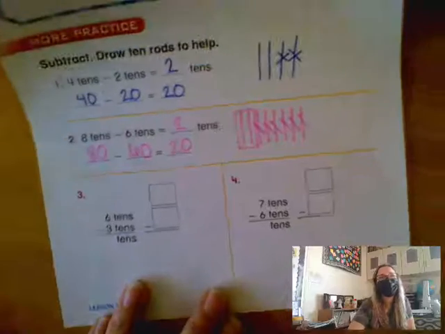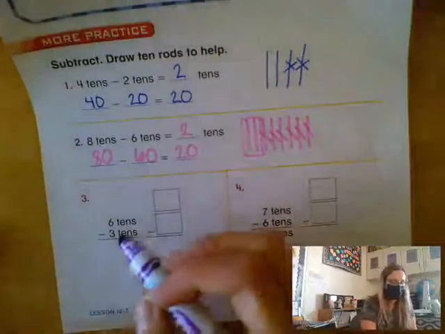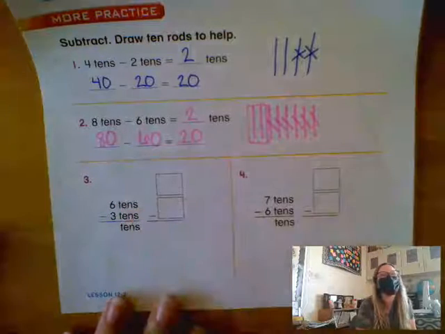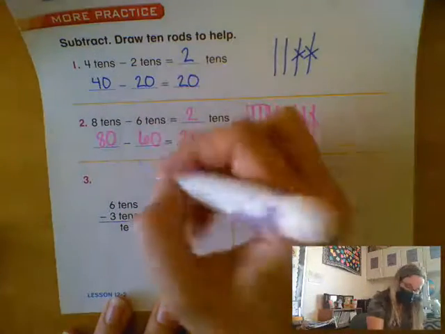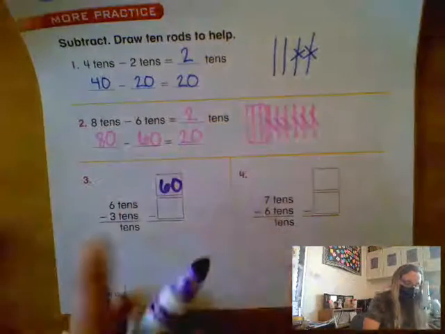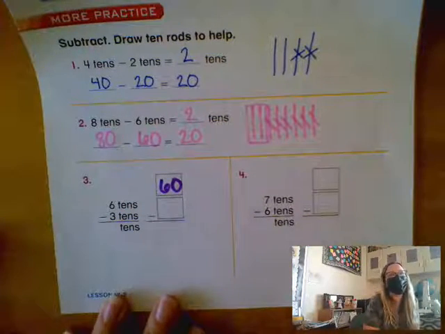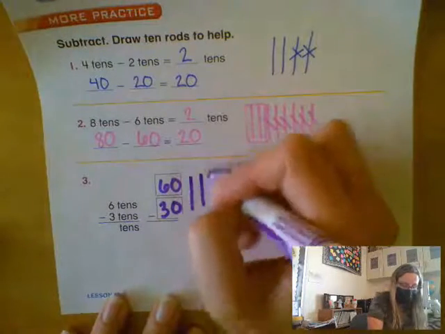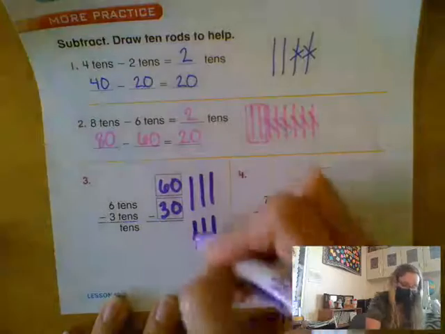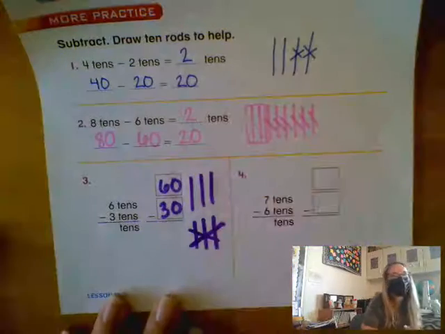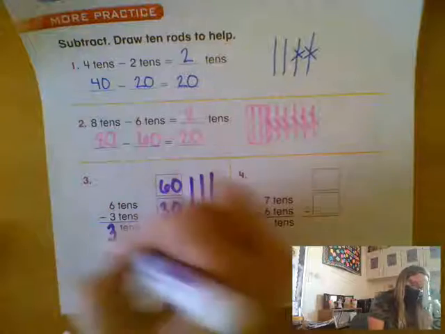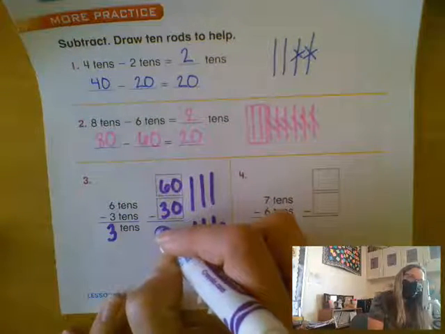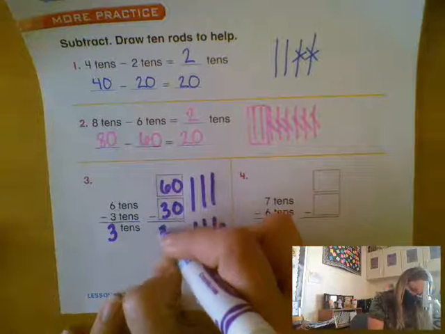Victoria, 6 tens equals how many ones? 60. Beautiful. Victoria, 3 tens equals how many ones? Victoria, if I have 1, 2, 3, 4, 5, 6 tens and I take away 3 of them, how many do I have left? 3 tens, which equals how many ones? Good job.